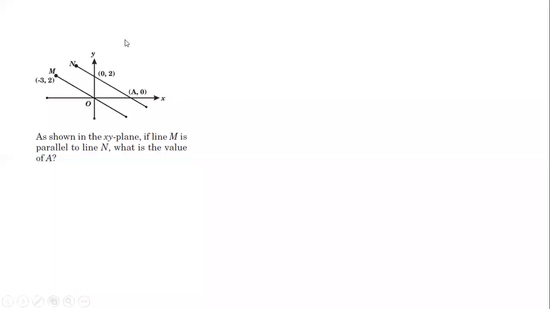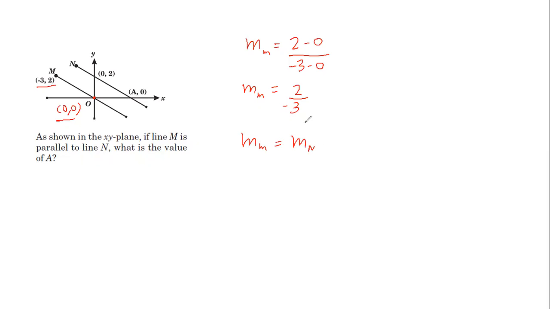So moving forward to the next question. Again, I can clearly see the lines are parallel here, and that's what they are also saying. As shown in the XY plane, if line M is parallel to line N, what is the value of A? So here, what do I know? I know that line M is passing through the origin, that's (0, 0), and the coordinates of M are also given to me. So can I figure out the slope of line M? The slope of line M is y2 minus y1 over x2 minus x1, so that's 2 over -3. That's the slope of line M. Now, since I know that if two lines are parallel, their slopes are equal, the slope of line M is the slope of line N, which is equal to 2 over -3.